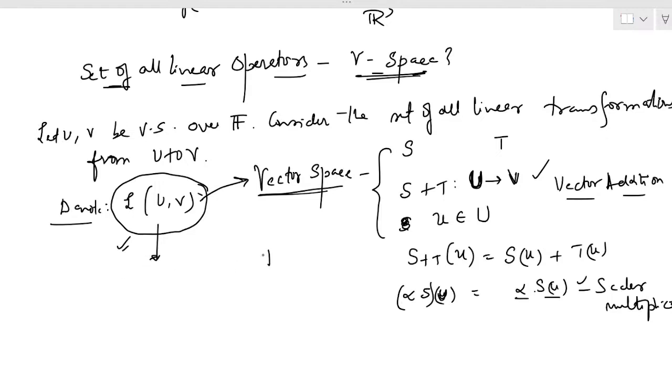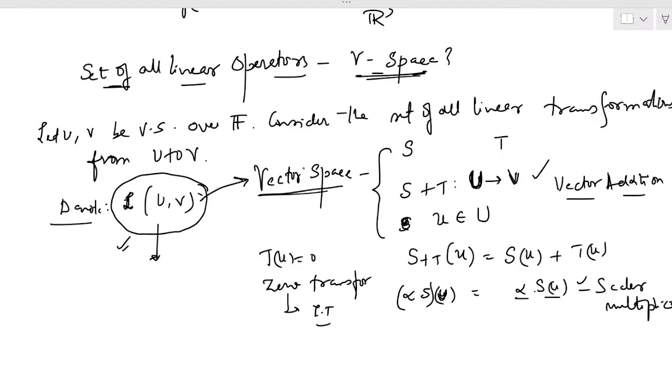And remember, in the initial class we saw T(u) equal to 0. This is called the zero transformation, and we have seen that the zero transformation is also a linear transformation. Therefore, this particular element would exist, and all other properties can be verified accordingly. That is something I'm leaving to you. Understand that this set of all linear operators from U to V forms a vector space.